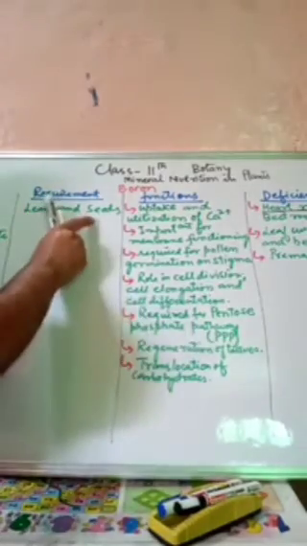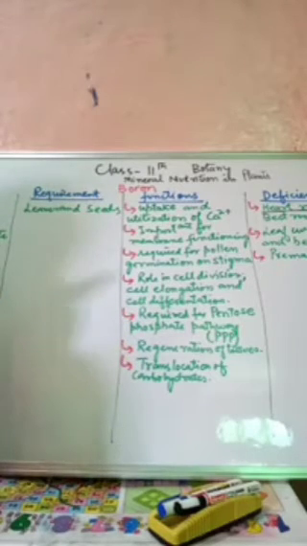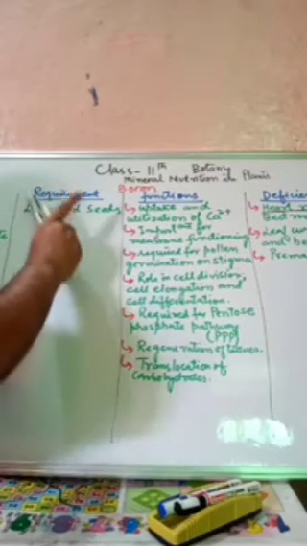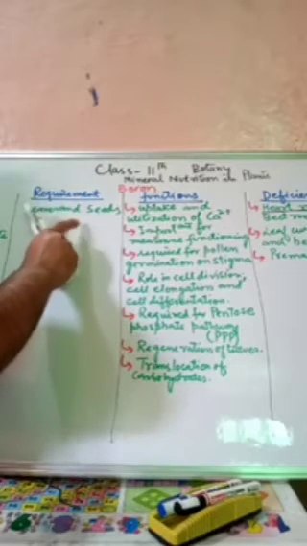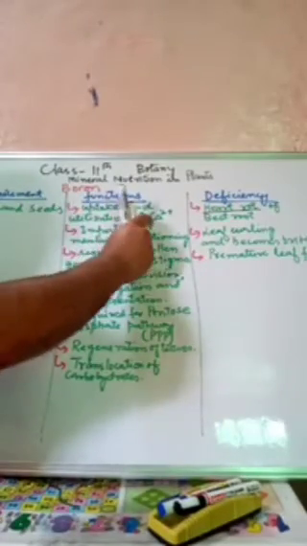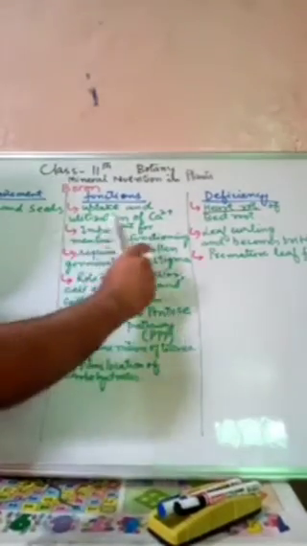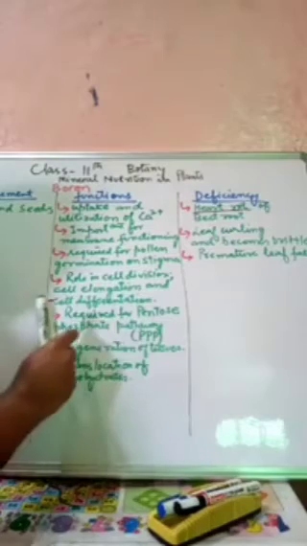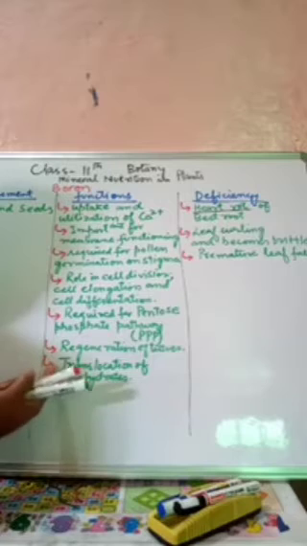Now if there is a deficiency of boron, no translocation of carbohydrate can take place. It plays an important role in the uptake and utilization of calcium ions. It is important for membrane functioning. It is required for pollen germination on stigma. It plays a role in cell division, cell elongation, and cell differentiation. It is required for the pentose phosphate pathway. It is required for the regeneration of tissues. And it plays a very important role in the translocation of carbohydrates.